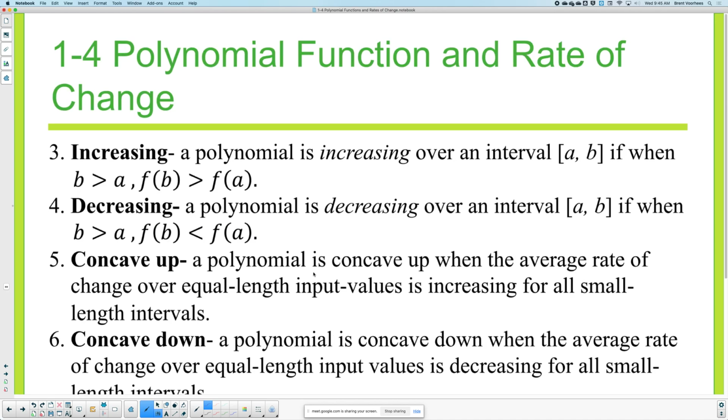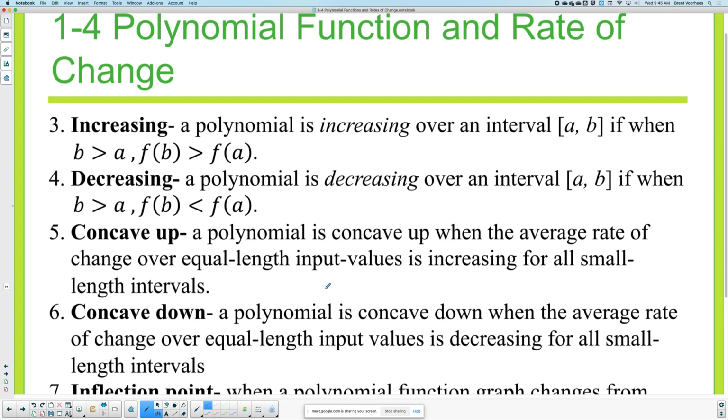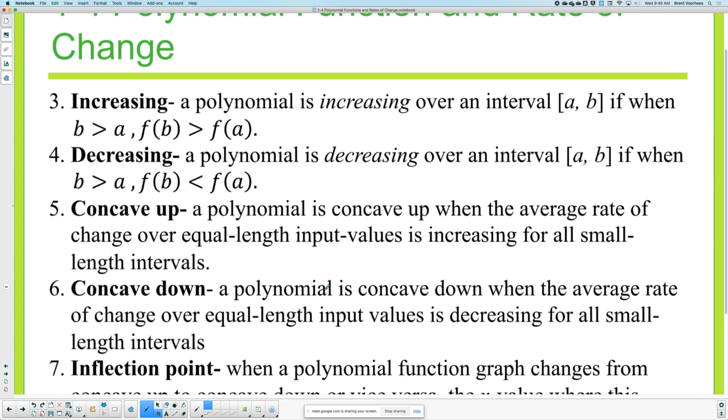Okay, how about this? Increasing. What does it mean if it's increasing? Which way does it look if it's increasing? Right.